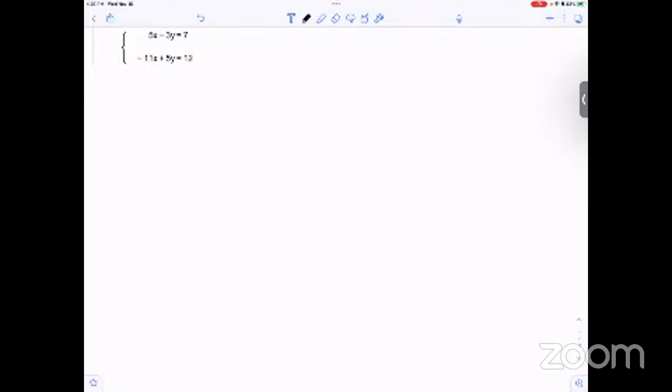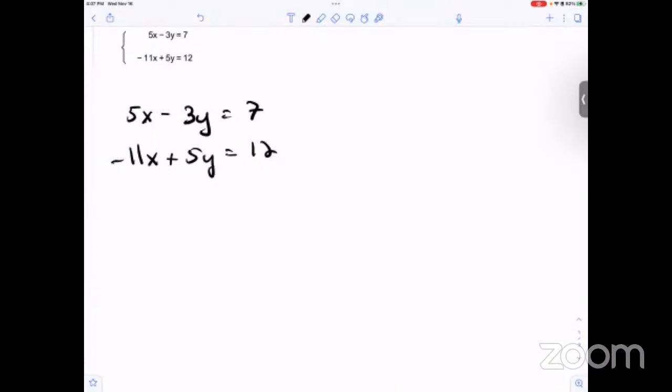Okay, so let's start by getting a copy of the original. We have 5x minus 3y equals 7. We have -11x plus 5y equals 12. If I'm going to eliminate y, I want the coefficients of y to have the same value with opposite signs. So I'm going to multiply equation 1 by 5, and I'm going to multiply equation 2 by 3.